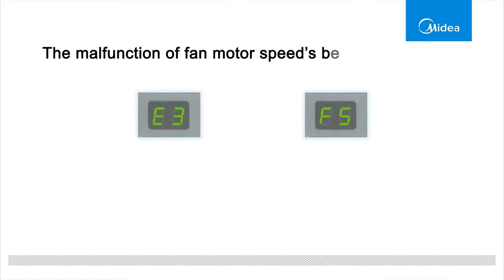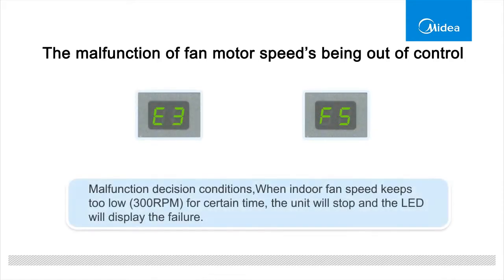When the display board of the indoor unit displays E3 or F5, that indicates the malfunction of fan motor speed being out of control. Malfunction decision conditions: when the indoor fan speed keeps too low, below 300 RPM, for a certain time, the unit will stop and the LED will display the failure.